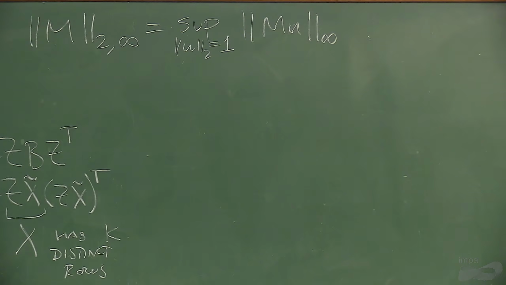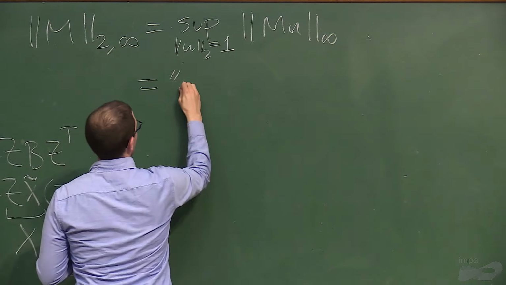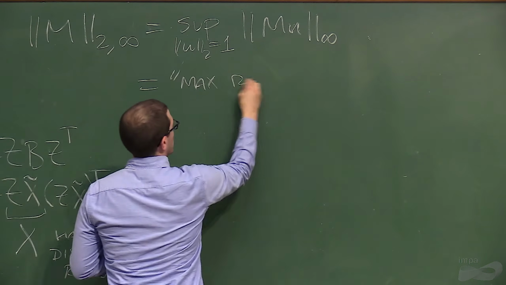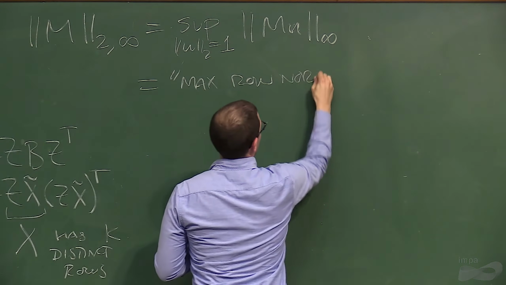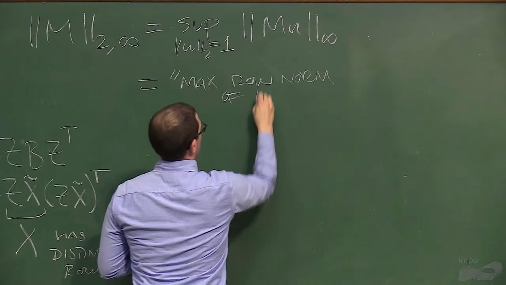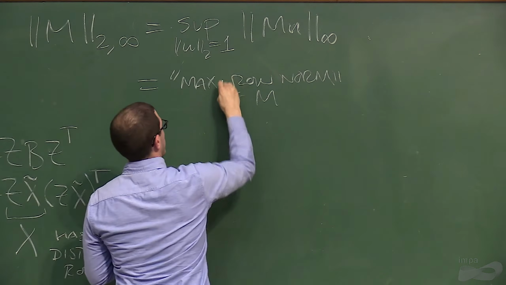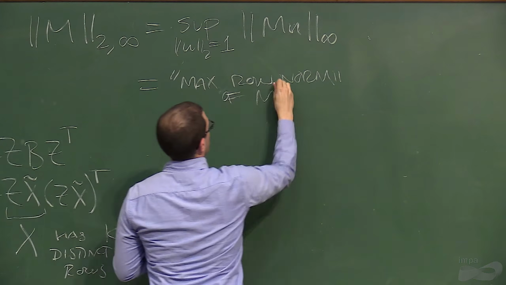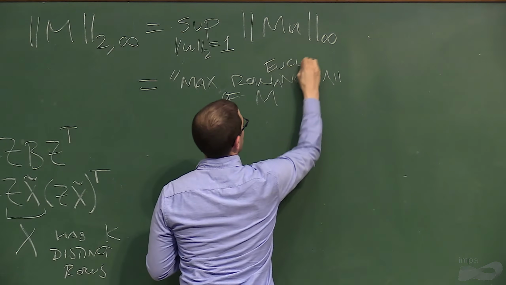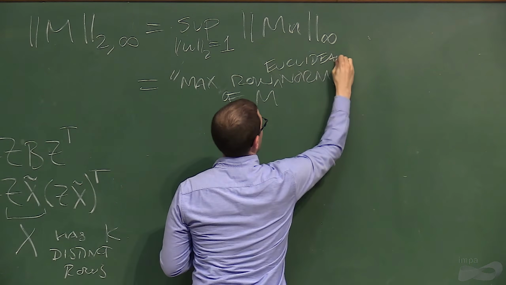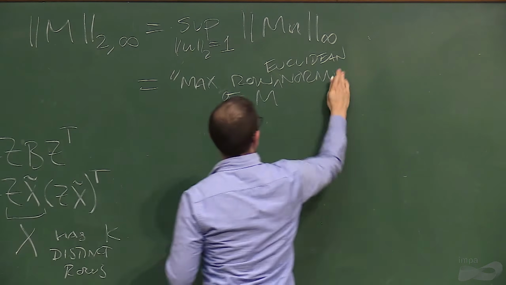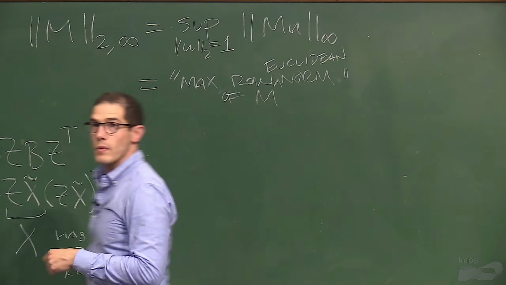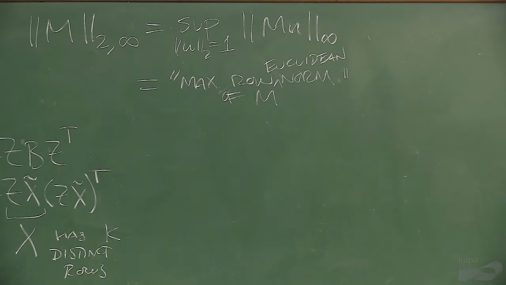If you're like me and really all you do is symbol manipulation, like I'm a computer scientist by training, everything's just pushing symbols around, well, this is really just the maximum row norm of M. I'm sorry, I should specify here, maximum row Euclidean norm, of course. Okay? So again, why do we want to use this norm?